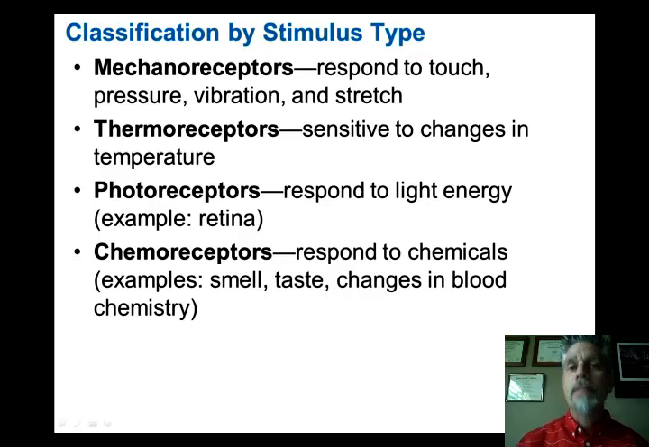Chemoreceptors, chemicals, different types of chemicals. Mostly we're talking about those associated with gustation or taste, but there are lots of chemoreceptors that are responding to things like oxygen or pH, like hydrogen ions, etc. So things that we need to be sensitive to in the blood. How much calcium is there? How much glucose is there, etc.